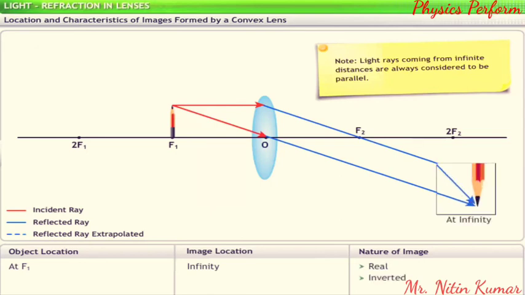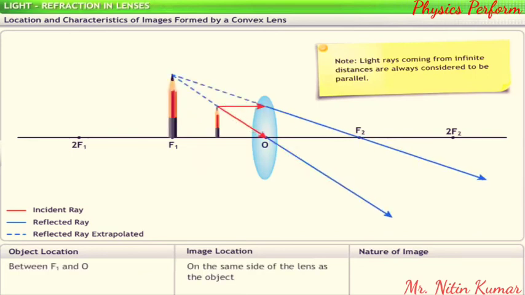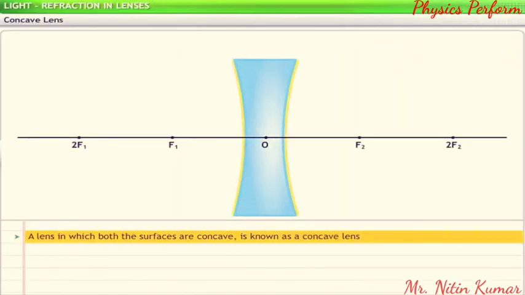When the object is placed at f1, the image is formed at infinity and is real, inverted and highly magnified. When the object is placed between f1 and O, the image is formed on the same side of the lens as the object. The image is virtual, erect and magnified.